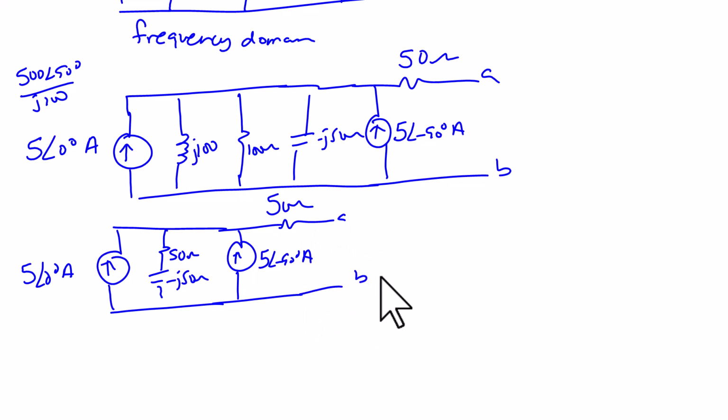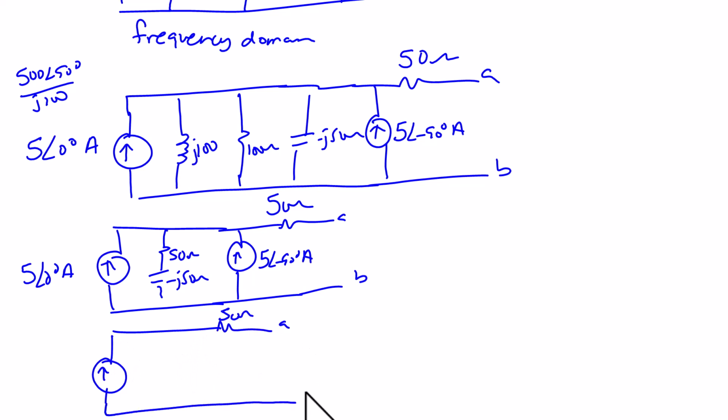Now we put the two current sources together. 5 angle 0 plus 5 angle negative 90, because they're in parallel, yields a net current source with a value of 7.07 with an angle of negative 45 degrees. The units are amps.